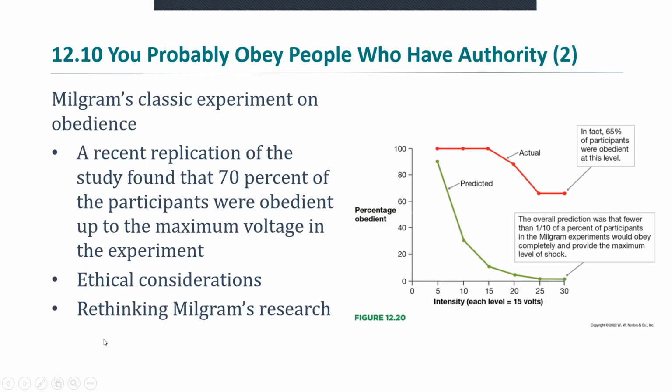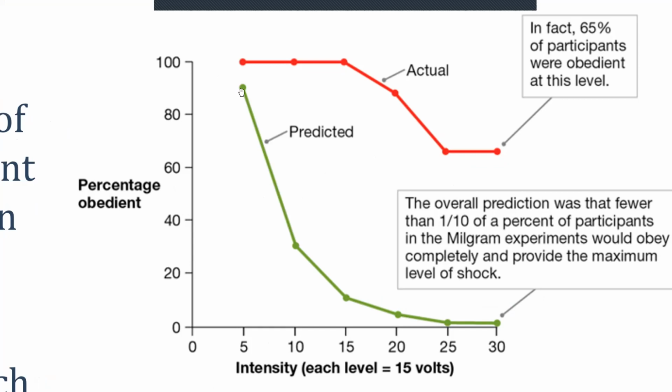Okay. So before this study started, Milgram asked psychiatrists, college sophomores, middle-class adults, and graduate students, as well as professors in the behavioral sciences, to offer predictions about the results. This green line here shows the predictions. The overall prediction was that fewer than 1 in 10% of participants in the Milgram experiments would obey completely and provide the maximum level of shock.